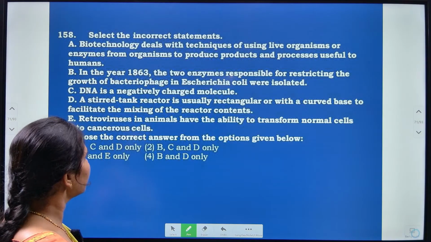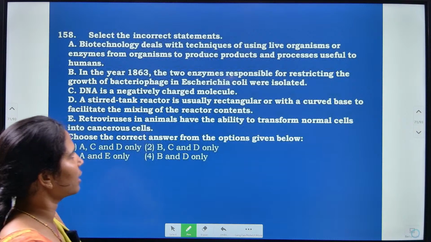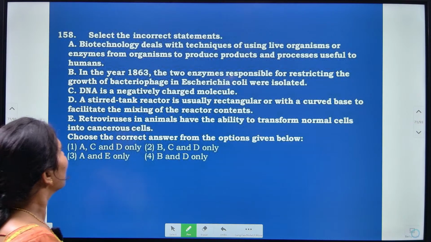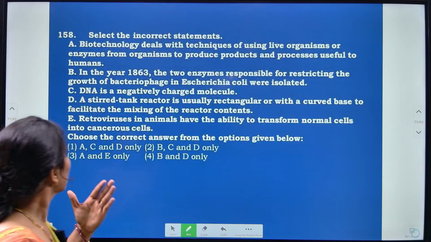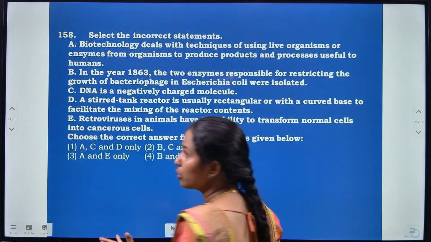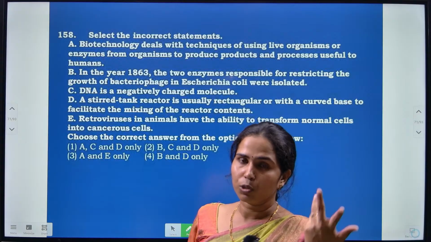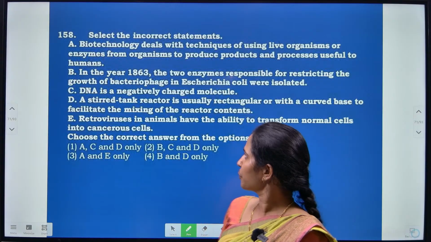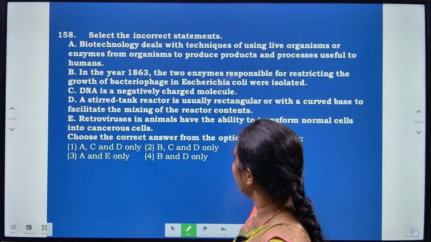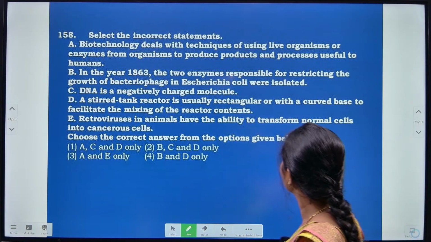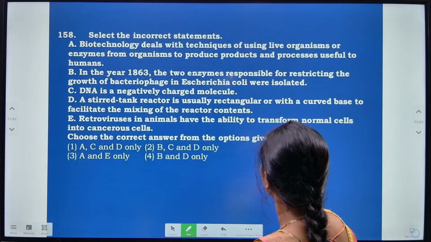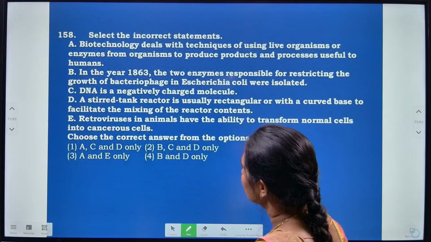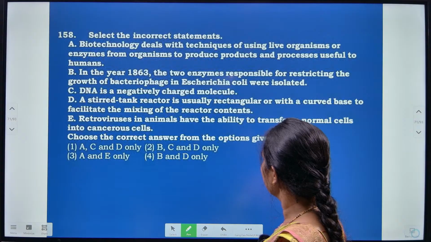Biotechnology deals with the techniques of using live organisms or enzymes from organisms to produce products and processes useful to humans. Yes, of course we require it, for example, insulin is being produced from the biotechnology process here. In the year 1863, the two enzymes responsible for restricting the growth of bacteriophage in E. coli were isolated. Next one is, DNA is a negatively charged molecule.